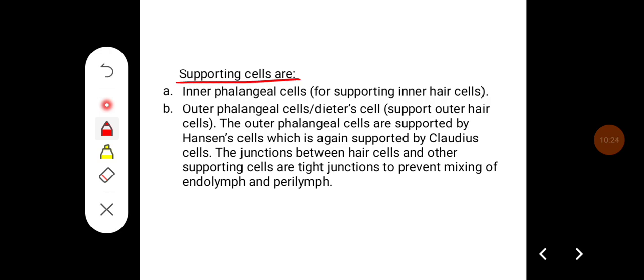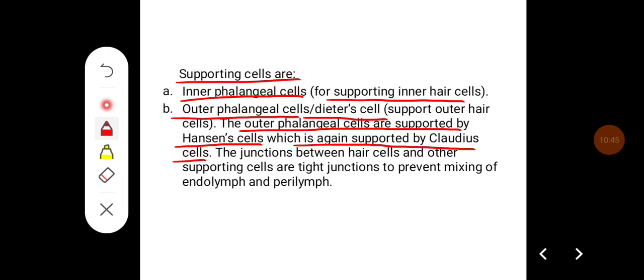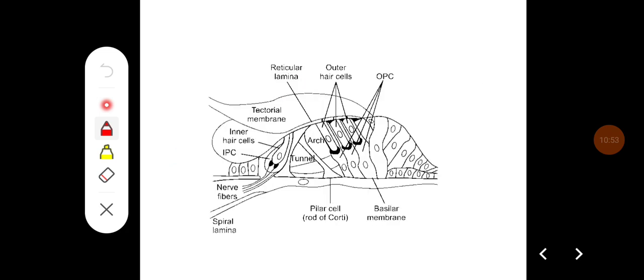The supporting cells are inner phalangeal cells and outer phalangeal cells. Inner phalangeal cells support the inner hair cells, and outer phalangeal cells, also called Deiters cells, support the outer hair cells. The outer phalangeal cells are supported by Hensen cells, which are again supported by the Claudius cells. The junctions between hair cells and other supporting cells are tight junctions to prevent mixing of the endolymph and perilymph.